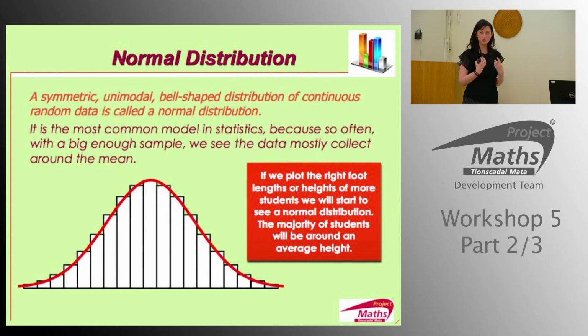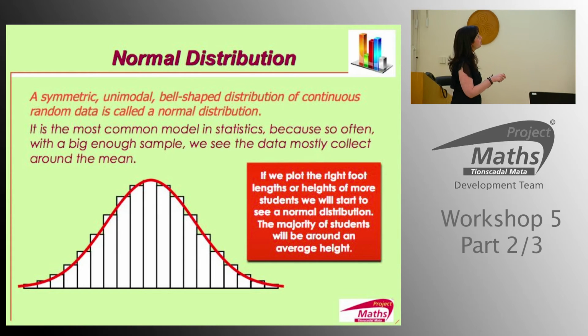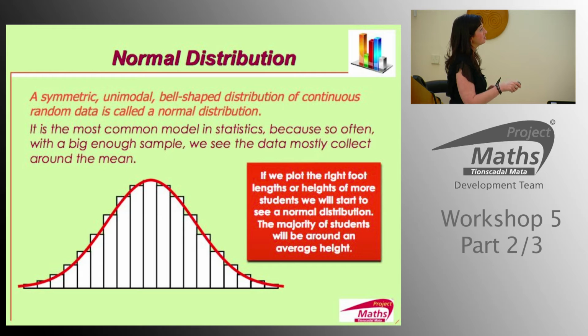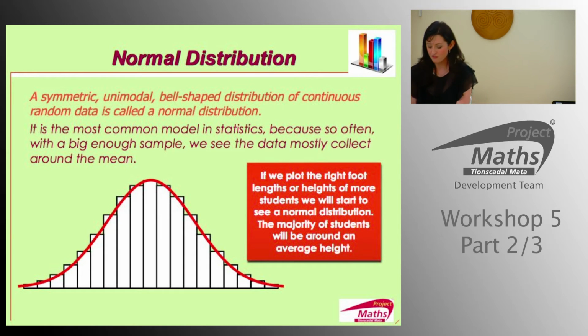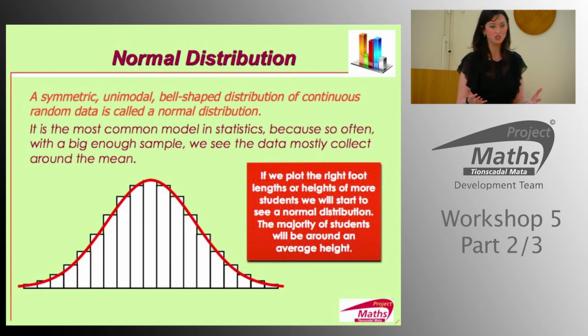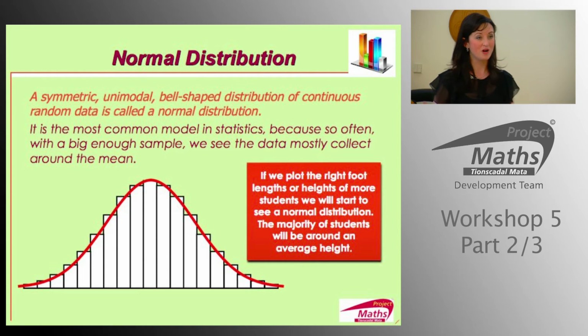So the definition of a normal distribution is a symmetric, unimodal, just means there's only one point that's high, bell-shaped distribution of continuous random data, and that's called a normal distribution. So it's the very same as bell-shaped, isn't it? Except it's on continuous data. And it's very, very common in statistics, the normal distribution, okay? And it's so important. That's why it's on the course. It's so important. And what you find is the normal distribution, it's everywhere around us.